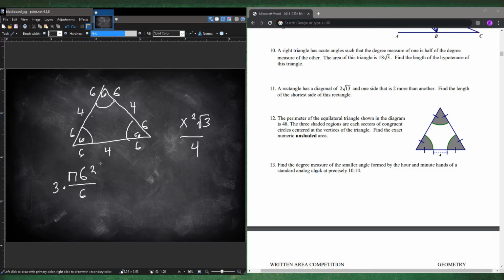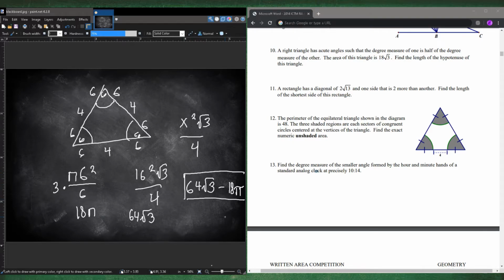So now you have to plug in our side length, which is equal to 16. So 16 squared, square root 3 divided by 4. So this is 6 pi, 18 pi. And divide by 4, so that's 4. 16 times 4 is 64. 64 square root 3. Okay, find the exact numerical area. So that's just 64 square root 3 as our entire triangle, minus the shaded, which is 18 pi, right? So this is your exact area: 64 times square root 3 minus 18 pi. Okay.